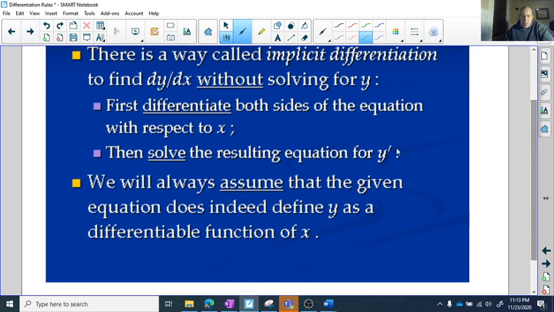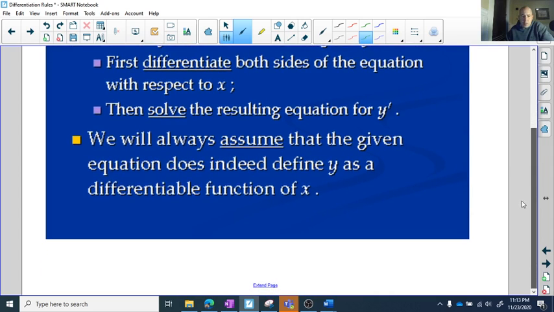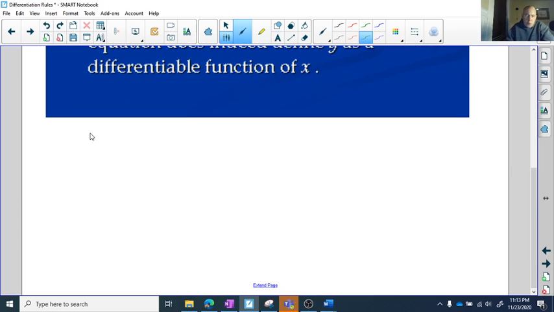Okay, so this just says it's a way to find the derivative without isolating for y, and essentially we're just going to take the derivative of both sides of the equation. And the one thing we're going to have to watch for, though, is when we differentiate. So if we're finding dy over dx, we're differentiating y with respect to x. Now, we've done that already.